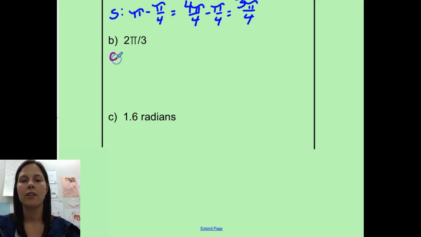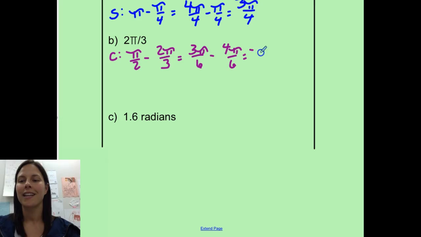2 pi over 3 for a complementary angle. I would take pi over 2, or 90 degrees, minus my angle of rotation. My common denominator is 6. So I'll multiply my pi over 2 by 3 over 3, and I'll multiply my 2 pi over 3 by 2 over 2. Subtracting, I get negative pi over 6.